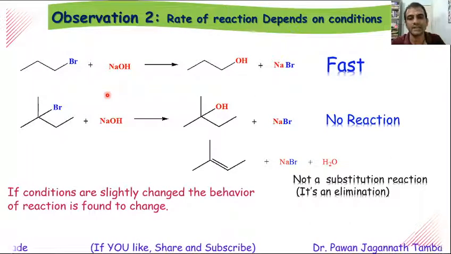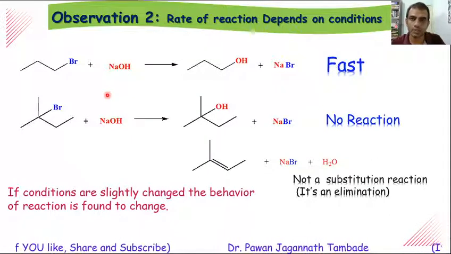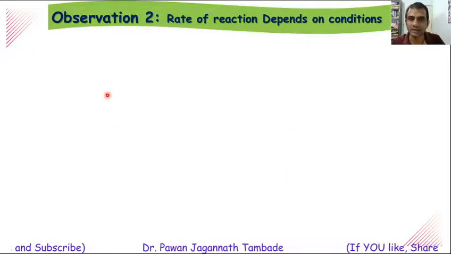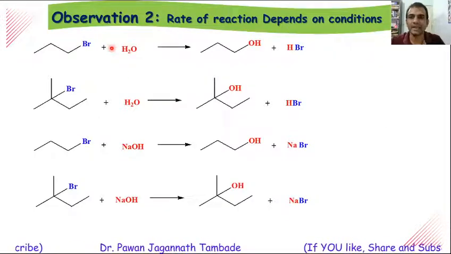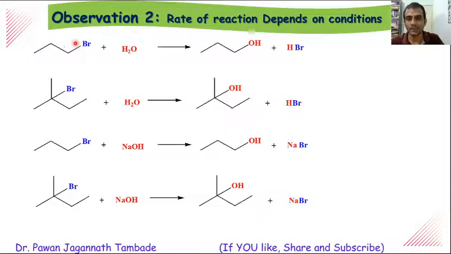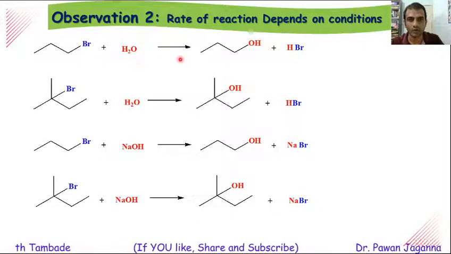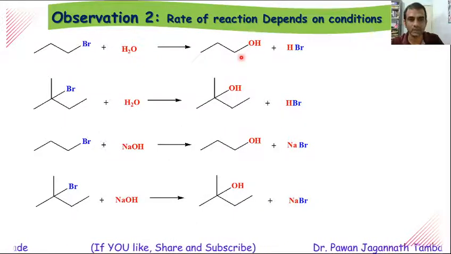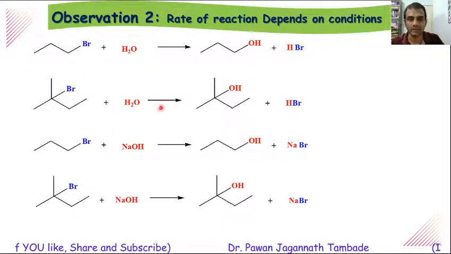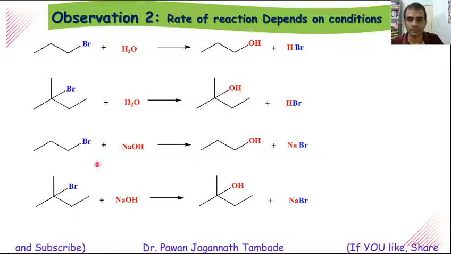So if conditions are slightly changed, the behavior of reaction is found to change. We will summarize these two examples in one slide, and if you look at this slide, you will note that in the first case, this primary alkyl bromide, that is propyl bromide, is reacting with water and we are expecting this product. In this case, this tertiary alkyl bromide is reacting with water and we are expecting this particular product.